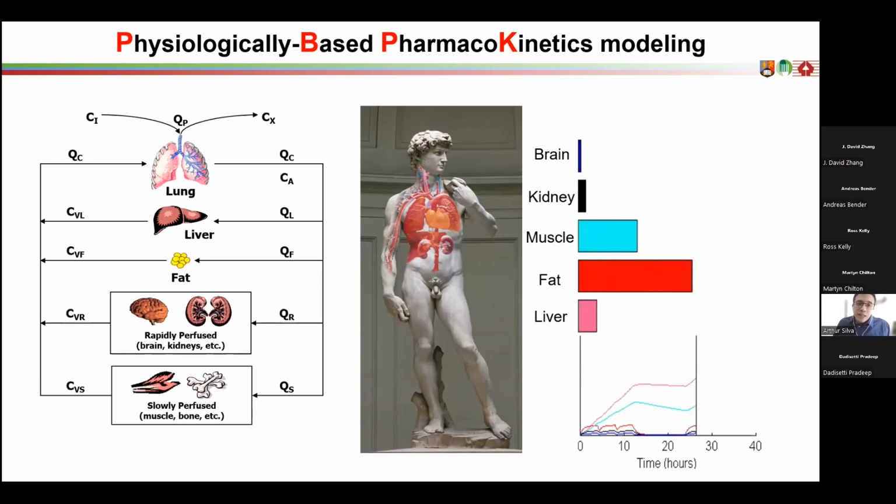As we can see, these compartments represented here, brain, kidney, muscle, fat, and liver, are dealing with a chemical in a different way. Some of them are washing out the chemical over time faster than others, and we can see that the muscle and fat compartments are accumulating this given substance over time.